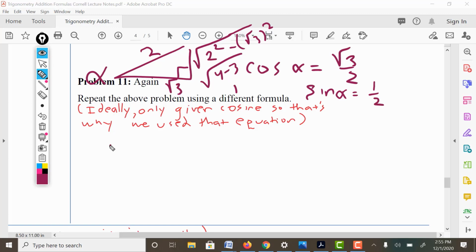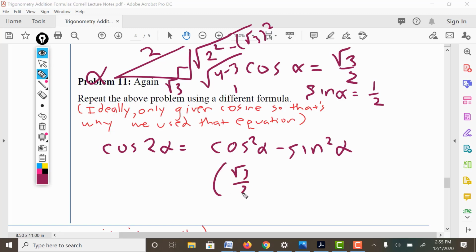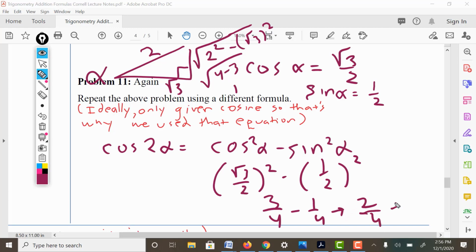So for example, I could use either one of the other equations. I'm going to go ahead and just use cosine squared alpha minus sine squared alpha, because it's simple enough, I don't have to do anything fancy. I have radical 3 over 2 squared minus 1 over 2 squared. This ends up being 3 over 4 minus 1 over 4. That's 2 over 4, and that's 1/2. Which we know the answer is 1/2 because that's what we got in problem 10.